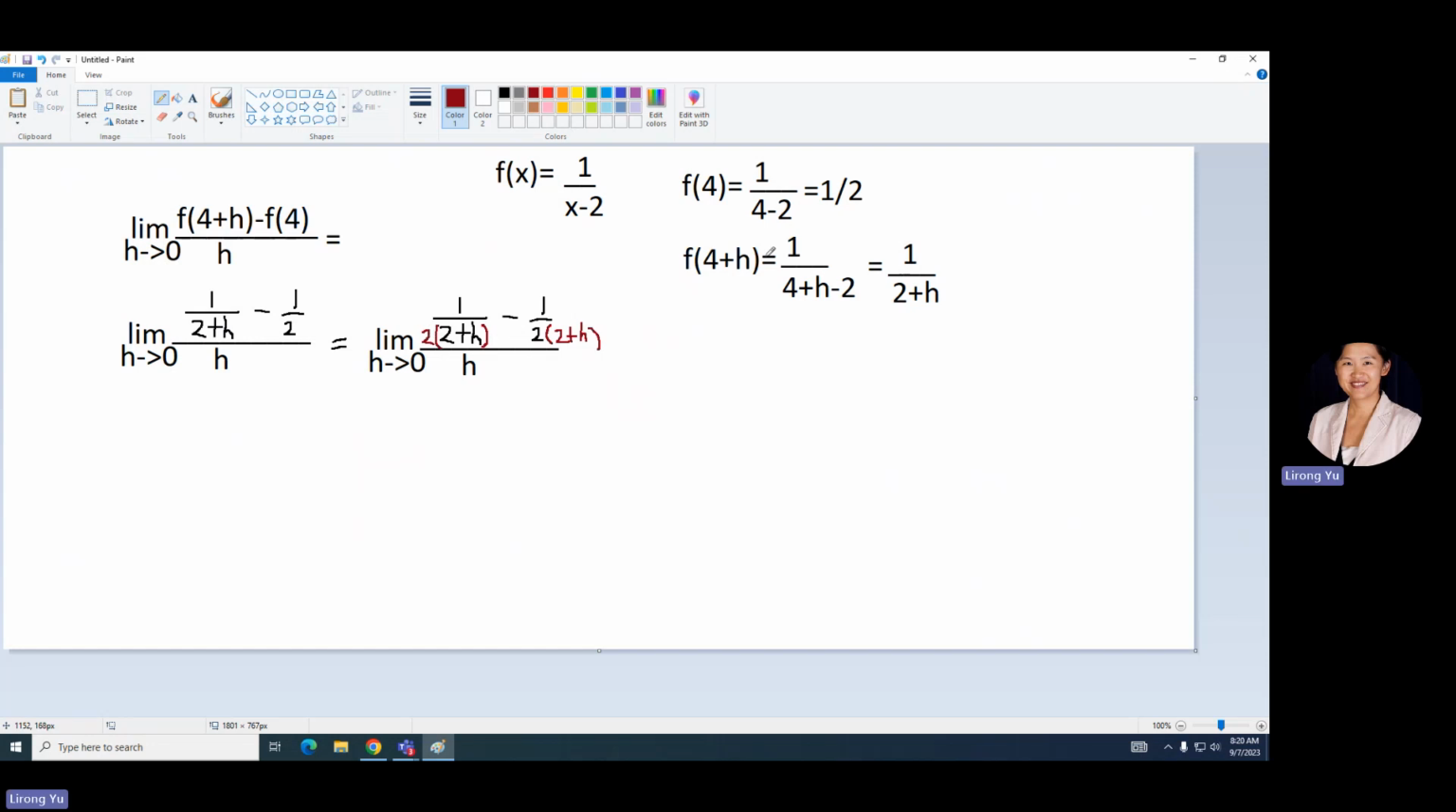So as we were trying to make the denominator the same, we are changing the format of the fraction. But if this becomes this, we're multiplying the denominator by 2, we also have to multiply the numerator by 2. So instead of 1, now we have 2 in the numerator. Same thing here. If you turn from 1 over 2 to 1 over 2 times 2 plus h, then the numerator should multiply by 2 plus h. Just to be consistent with the value, this one has to equal this one. The numerator has to multiply by 2 plus h.